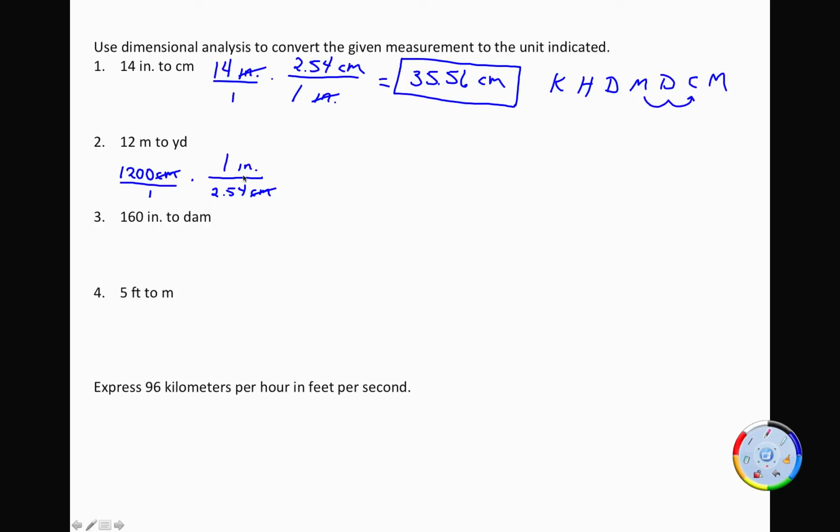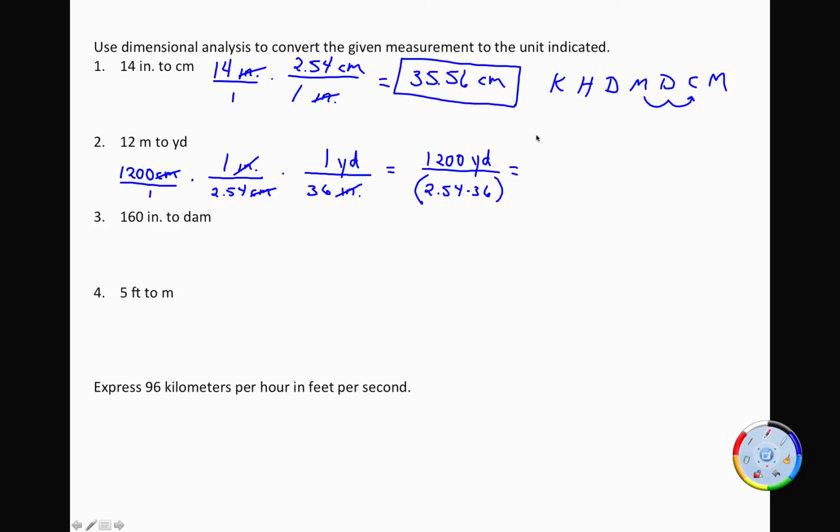Now, all of a sudden, voila, I'm in the English system, and I just have to go to yards. And I can go through feet if I don't know that 36 inches is a yard, or I can go directly to yards from inches. So on this one, I have 1,200 times 1 yard on top, and on the bottom, I have 2.54 times 36. Now, if I don't put parentheses around that in my calculator, it's going to give me the wrong answer. So be careful about that. Always make sure that you use the appropriate parentheses on your calculator.